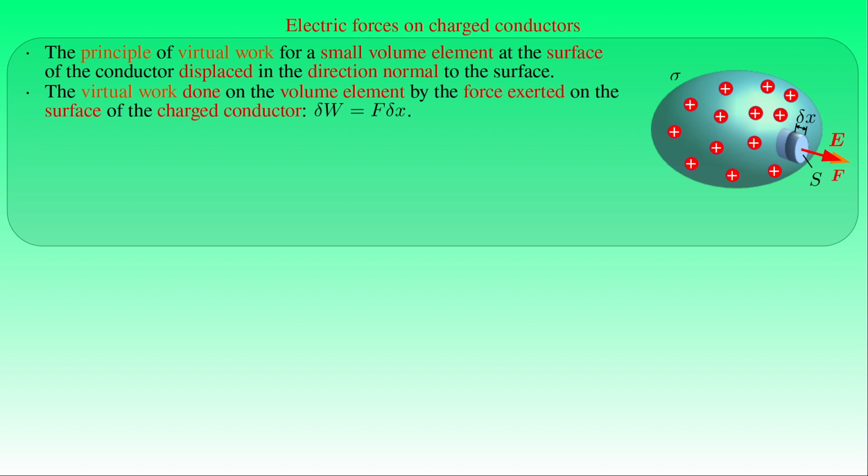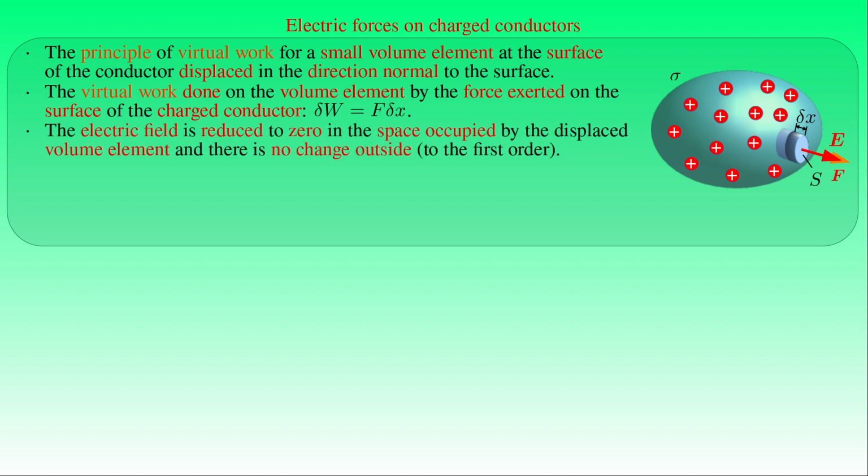As the result of the virtual displacement, the electric field is reduced to zero in the space occupied by the displaced volume element of the conductor with vanishing electric field inside, but there is no other change in the field outside the volume element, at least to the first order.